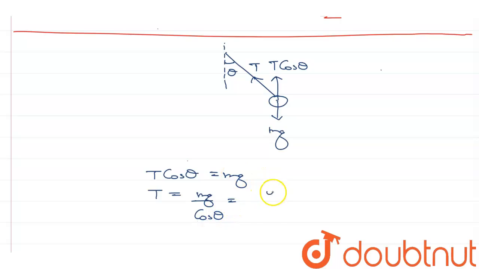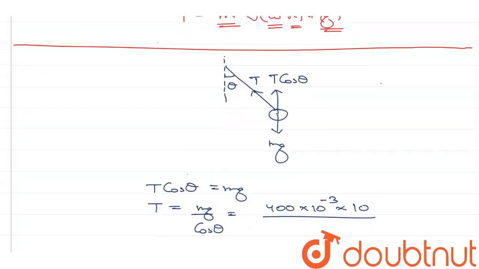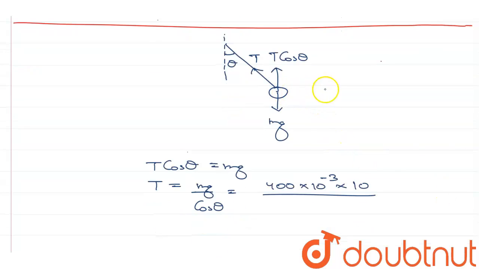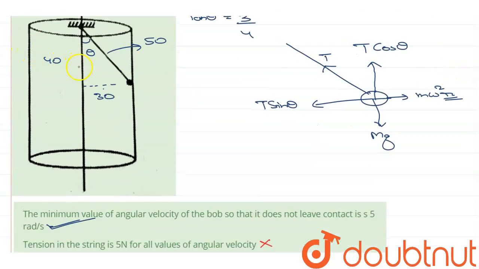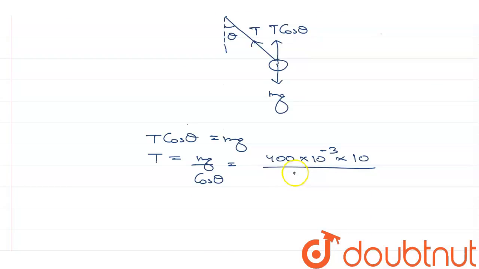Now, mass of the bob is the same, that is 400 grams, times acceleration due to gravity, g. Cos theta, as I said, beyond 5 radian per second, the bob is in contact with the surface of the cylinder, so this geometry is not going to change. That means cos theta can be found out from this triangle, and cos theta will be equal to 4 by 5. So 4 by 5, that gives us 5 Newton. So the tension in the string is 5 Newton.